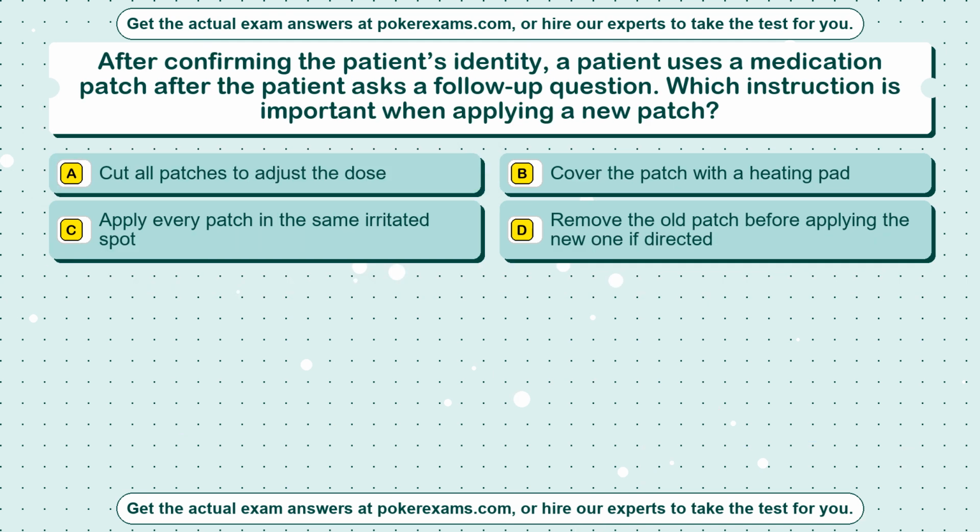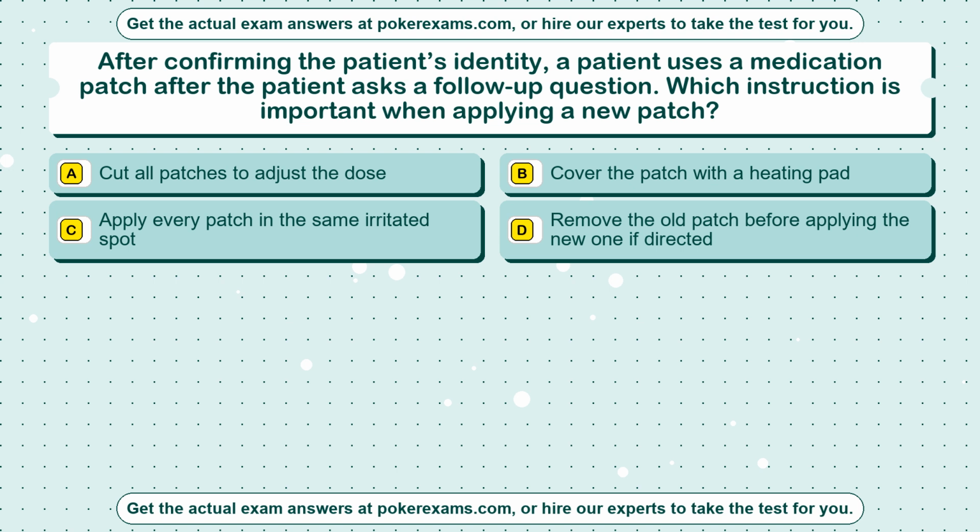Question 23. After confirming the patient's identity, a patient uses a medication patch after the patient asks a follow-up question. Which instruction is important when applying a new patch? Option A, cut all patches to adjust the dose. Option B, cover the patch with a heating pad.